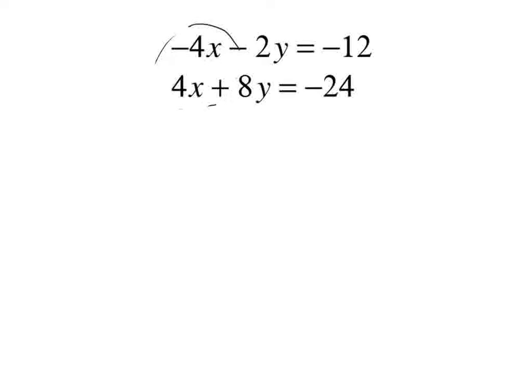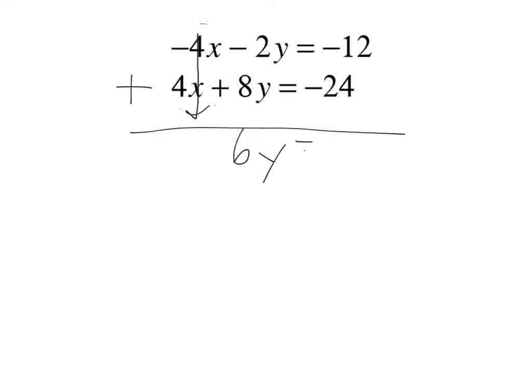So, all I'm going to have to do is add or subtract to make these things go away. Since they have differing signs, if I were to add these, negative 4 plus 4 is 0x. So my x's cancel. Negative 2 plus 8, that would be a positive 6y. And negative 12 plus negative 24 is going to be negative 36.